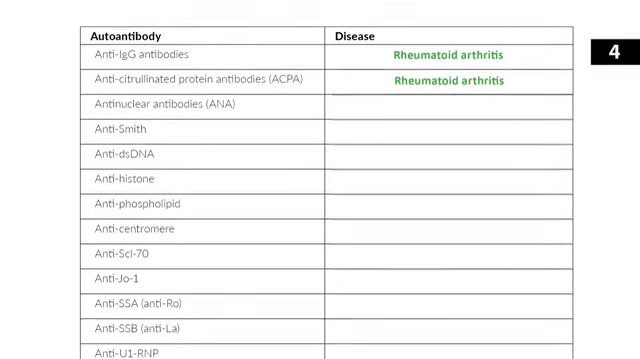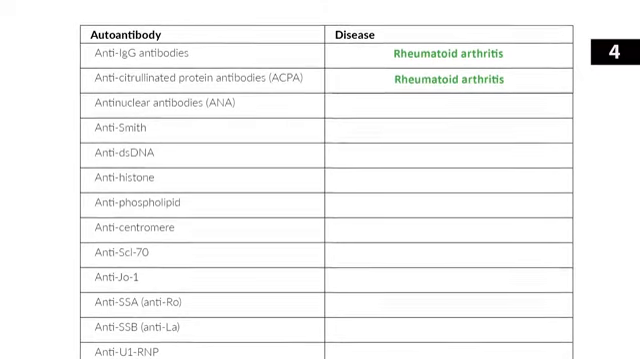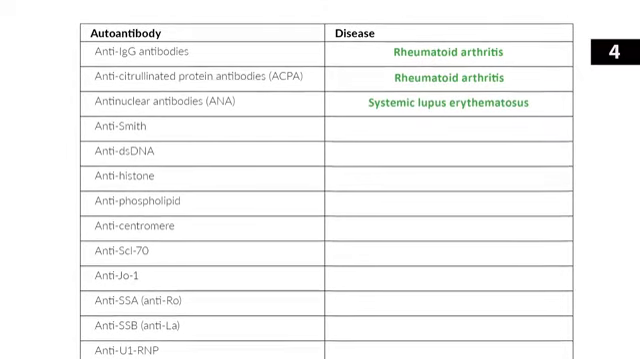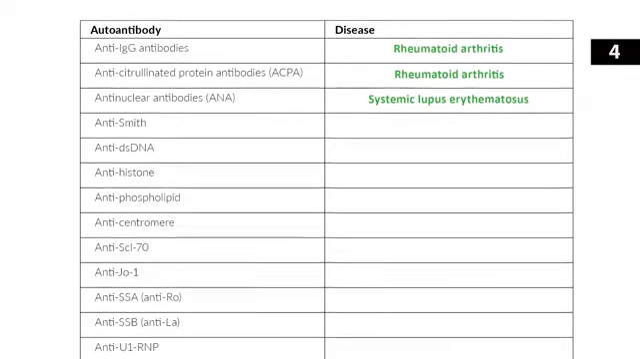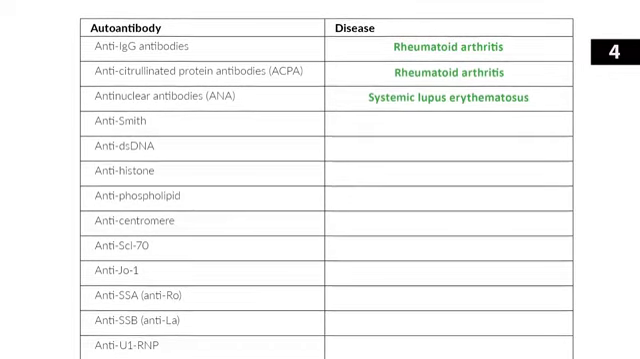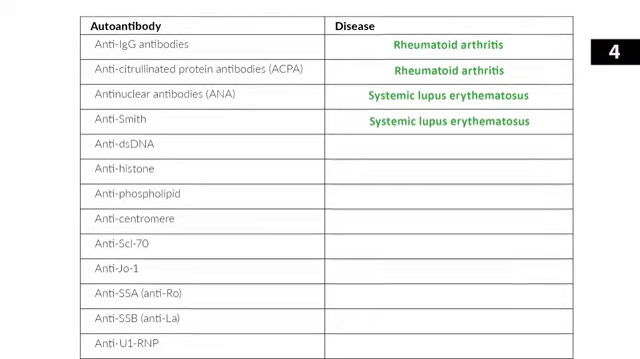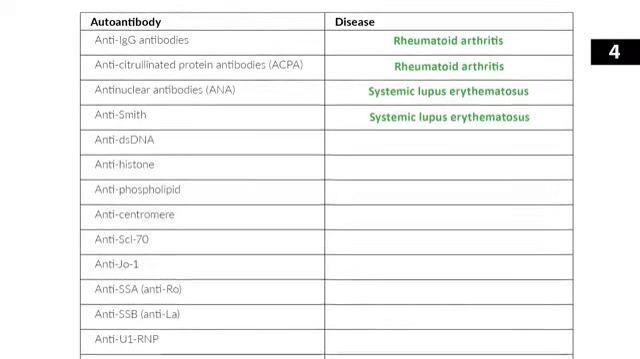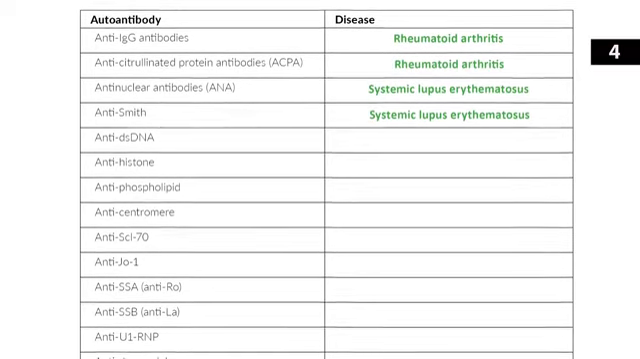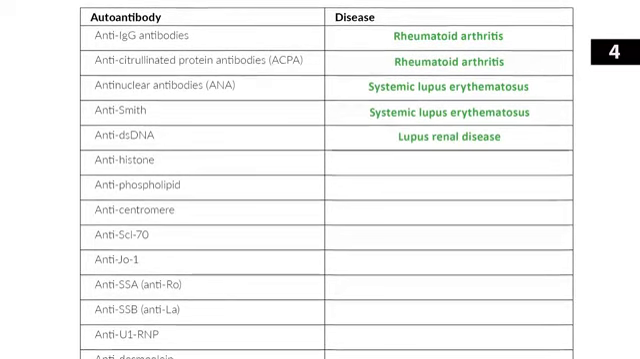ANA, or anti-nuclear antibody, is a classic autoantibody for lupus, but remember, this is fairly nonspecific. Anti-Smith antibodies are also seen in lupus, and they are much more specific for lupus. And anti-double-stranded DNA antibodies are especially associated with lupus renal disease.